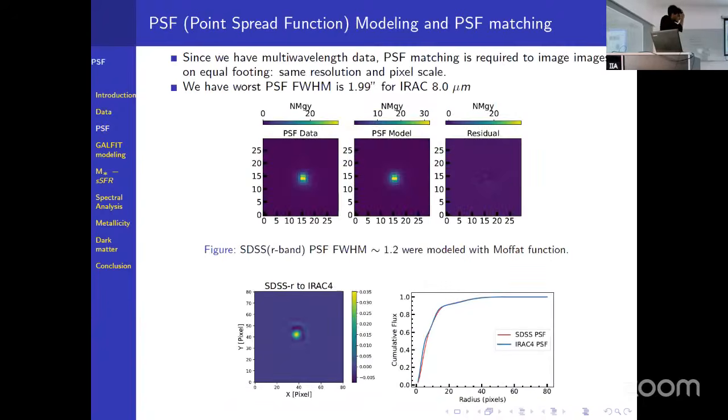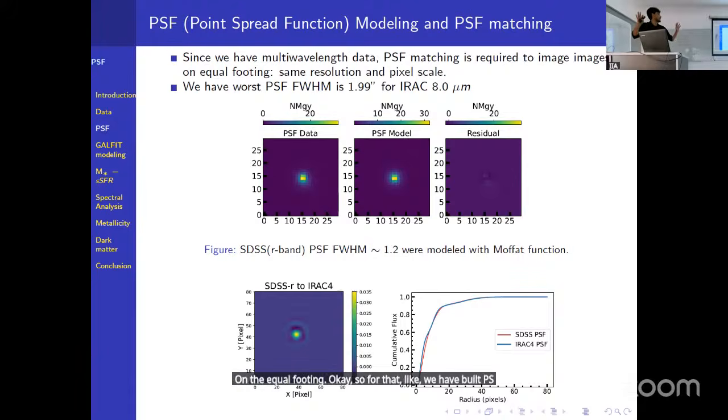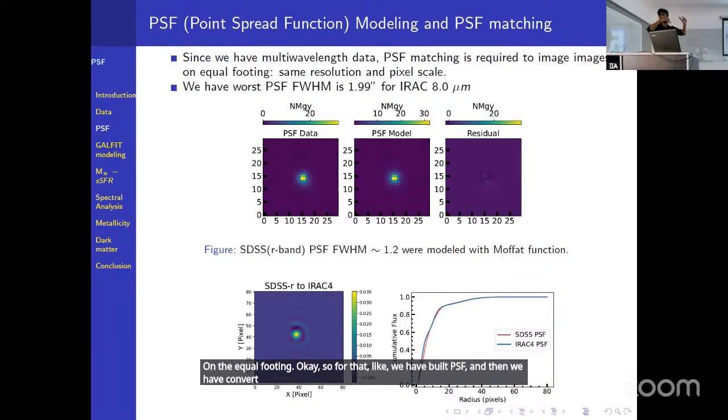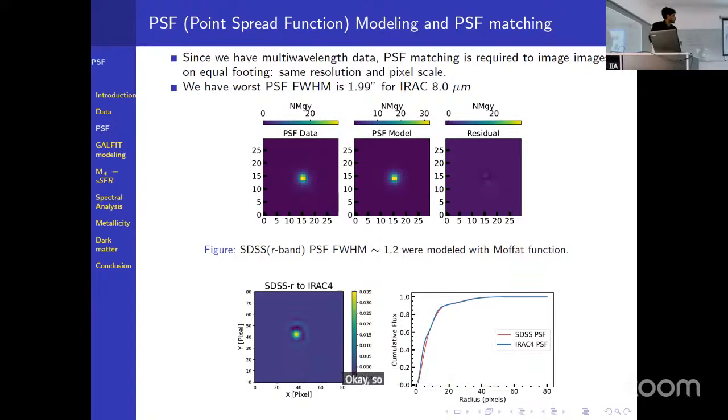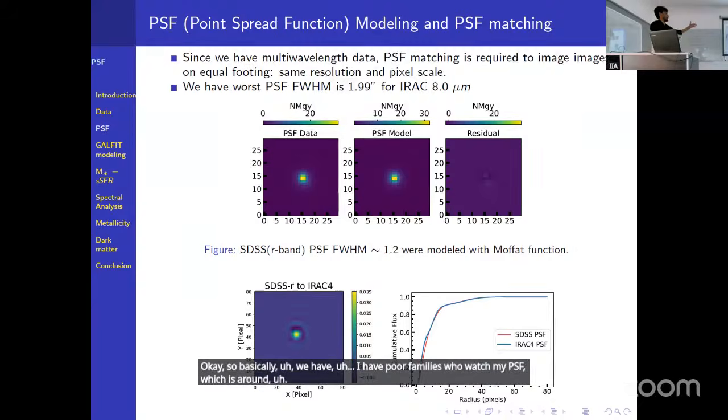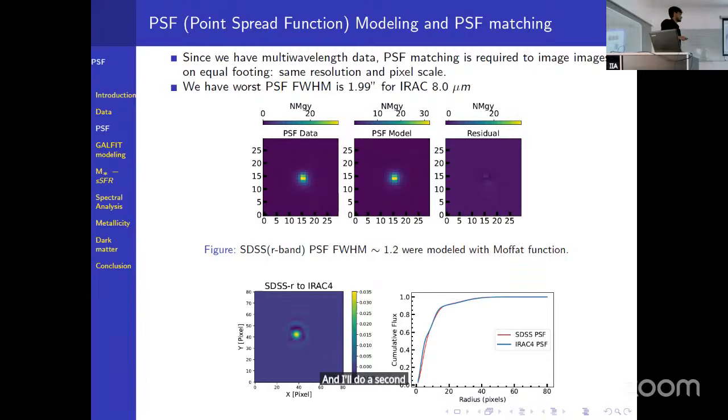So next, since we are using multi-wavelength data, we have to compare images on an equal footing. So for that, we have built the PSF, and then we have converted all images to the same resolution scale and the same PSF scale. Basically, the IRAC 4 band is the worst band PSF, which is around 2 arc-second.